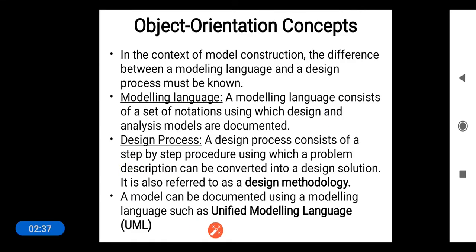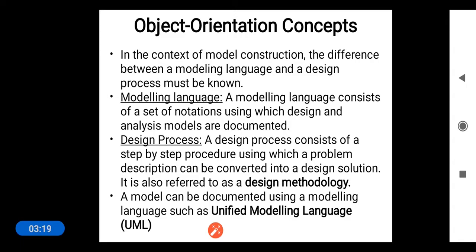In the context of model construction, the difference between a modeling language and a design process must be known. That is, it's important for us to know the difference between a modeling language and a design process. Generally we use a modeling language in order to generate the models, the designs, for the software which is going to be developed. And a design process is nothing but a systematic procedure to convert our analysis model into the design model, that is, into a design solution. Okay, so that is the difference between the modeling language and the design process.